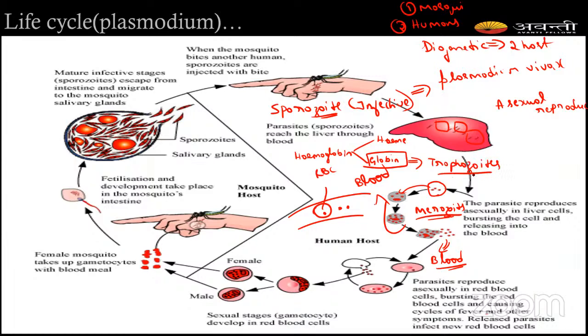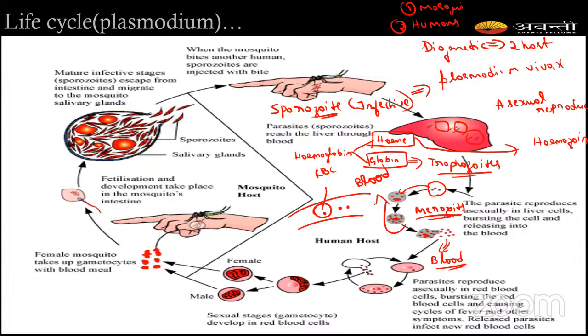Trophozoites. Okay, trophozoites. So then this heme part was removed, right? This heme part was removed, so this heme part is now converted into the hemozoin. Okay. So the red blood cell count is also increased. In the red blood cell, it is multiplying.